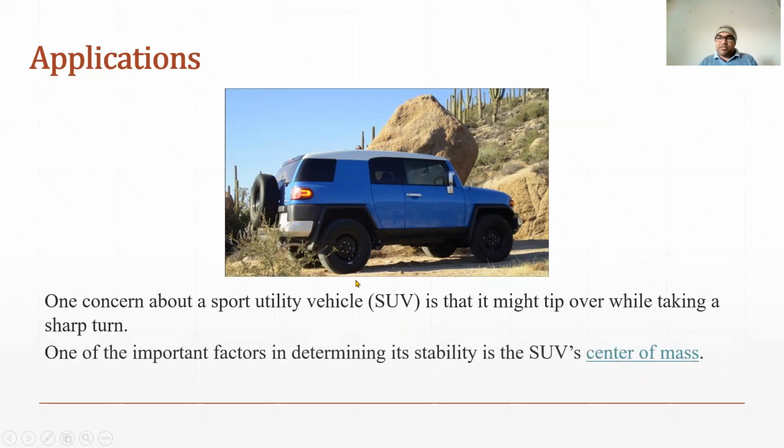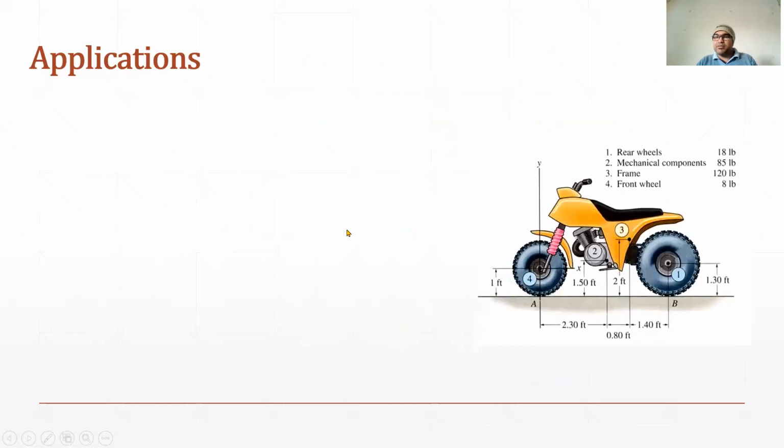As I said, center of mass is a very important factor in determining the stability of the vehicle. Similarly, if we take the example of the bike, determining the position of the center of gravity is again very important. If the center of gravity is higher from the ground, then the stability of the bike will be less. So the CG should be as near as possible to the ground so that it can have better stability.